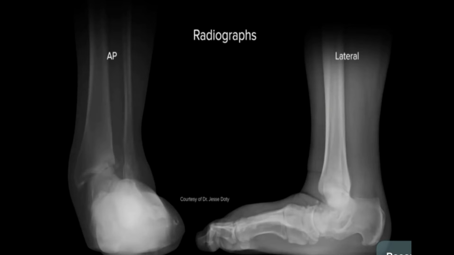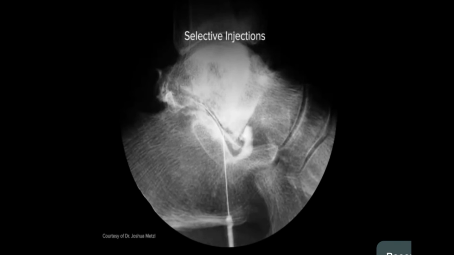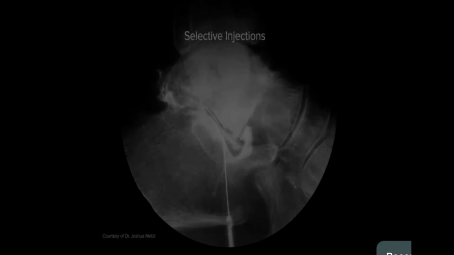Radiographs should include weight-bearing AP and lateral views, with attention paid to signs of degenerative changes in the joints and any ankle deformity, and hindfoot alignment assessed. Selective injections into isolated joints can be helpful.